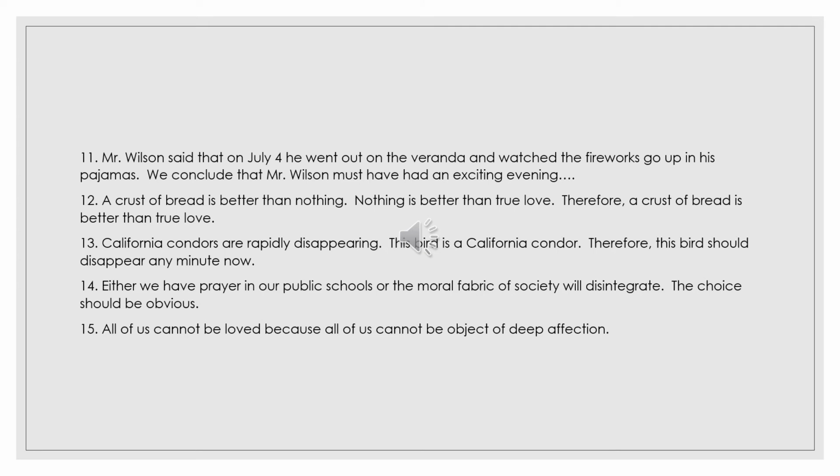14 is a pretty clear example of a false dichotomy, and 15 is an example of circular argument or begging the question. All of us cannot be loved because all of us cannot be the object of deep affection. Well, to be loved and to be the object of deep affection, those are synonymous expressions. They mean exactly the same thing. So 15 goes around in a circle and it's begging the question.